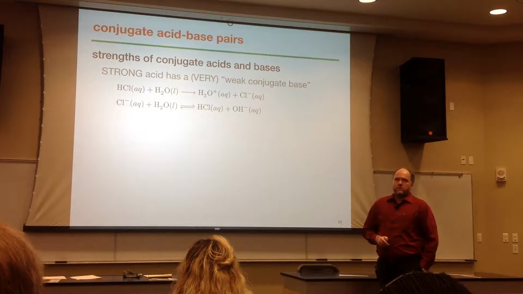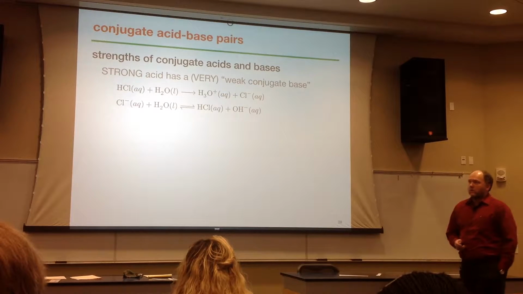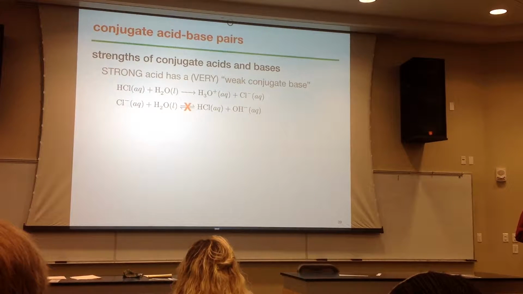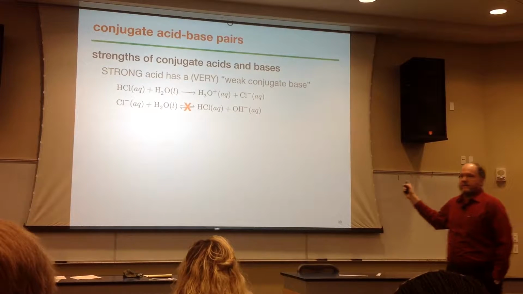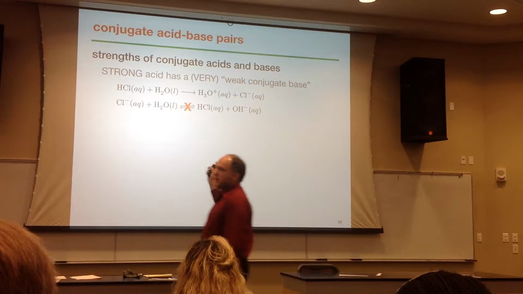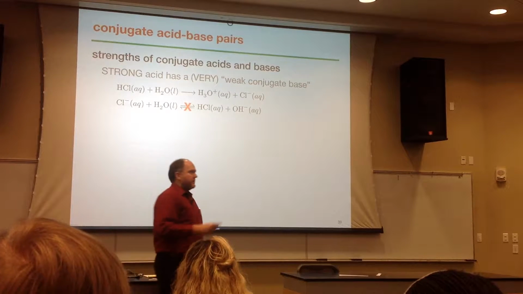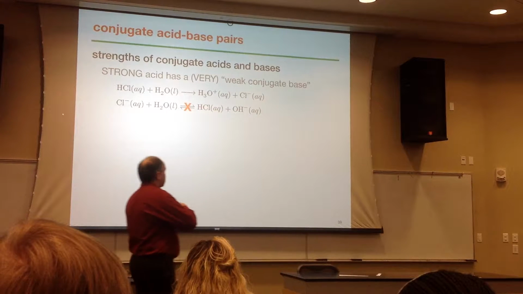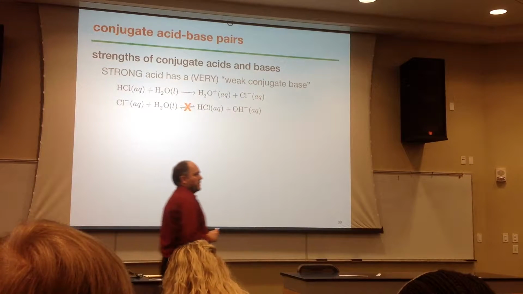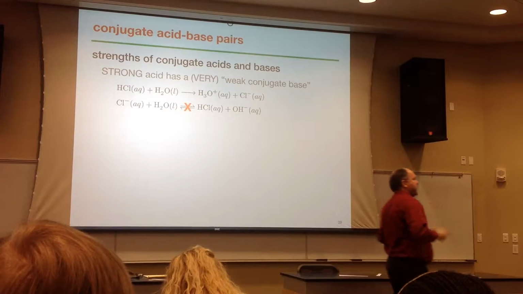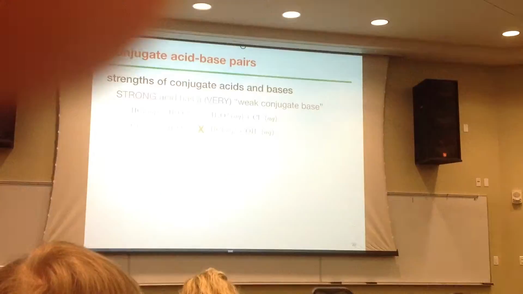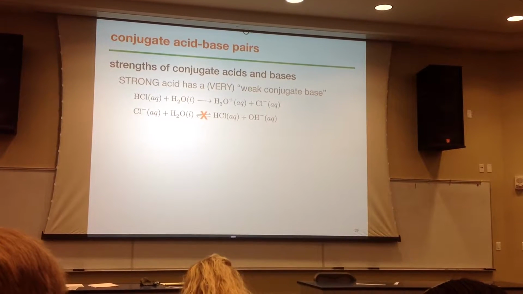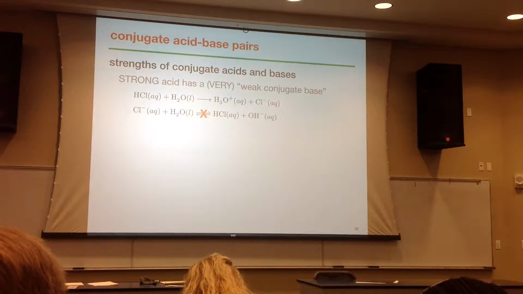Well, I got news for you. That reaction does not go forward at all. Okay? I can take chloride and put it in water, and I am not going to get hydrochloric acid and hydroxide out of it. Okay? It does not happen. All right? That reaction does not proceed. In fact, the only way this reaction goes is backwards, does not go forwards. Because chloride, while it is technically a conjugate base, it is a weak conjugate base, it does not ionize with water itself.